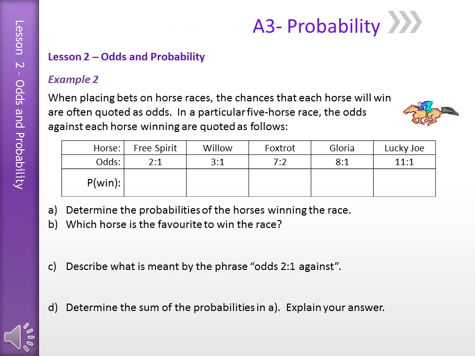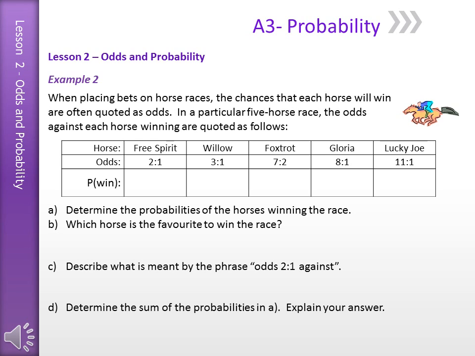Example 2. When placing bets on horse races, the chances that each horse will win are often quoted as odds. In a particular 5-horse race, the odds against each horse winning are quoted as follows. Free Spirit is 2 to 1, Willow 3 to 1, Foxtrot 7 to 2, Gloria 8 to 1, and Lucky Joe 11 to 1.